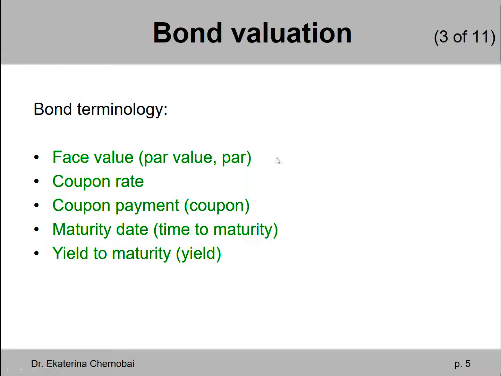Bonds have their own terminology. Face value or par value or simply par. Coupon rate, coupon payment or simply coupon. Maturity date or time to maturity. And yield to maturity or simply yield. So let's discover on the next slide what these terms refer to.